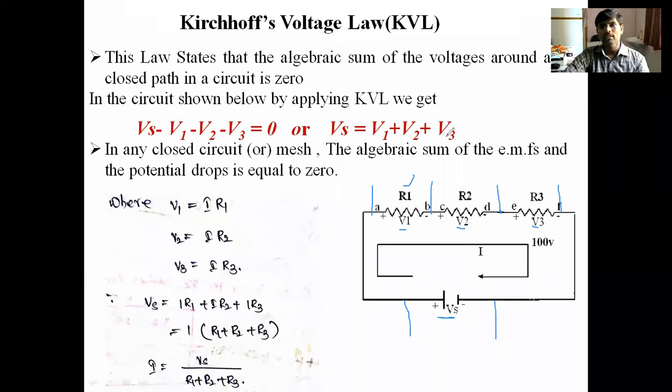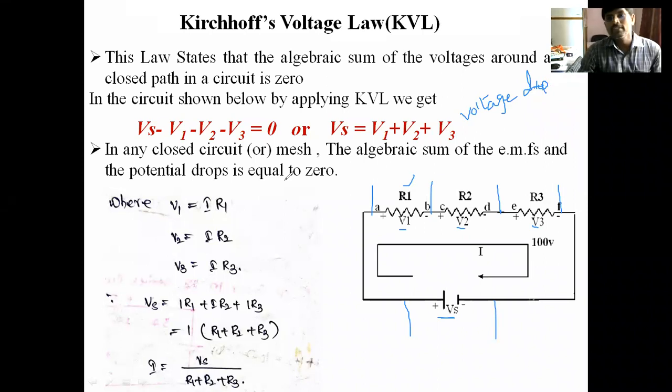V1 plus V2 plus V3. So what are the V1, V2, V3? These are all voltage drops. These three are called voltage drops. Voltage drops at R1, voltage drop across R2, and voltage drop across R3.